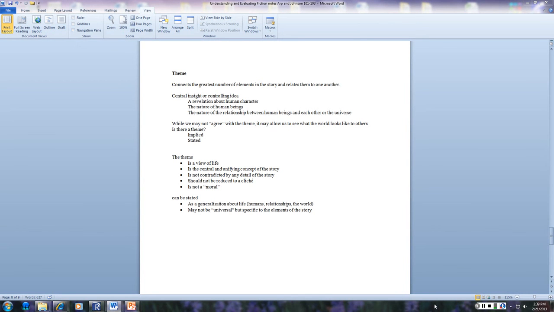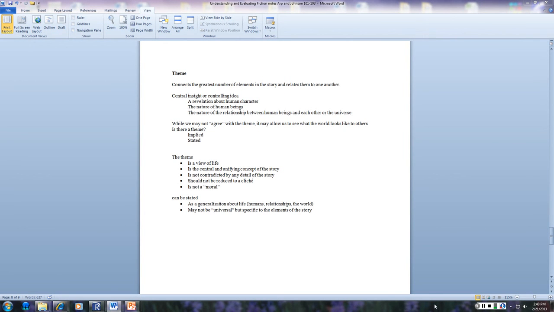We may not agree with what we understand the theme to be, that insight or controlling idea. But if we see a theme within a story, it may allow us to see what the world looks like to others, or allow us to understand something that we might not have understood before or otherwise. So is there a theme? And if there is, is it implied or is it stated?